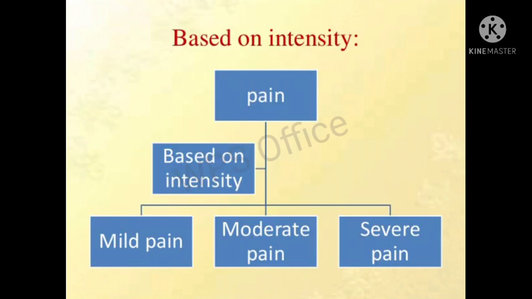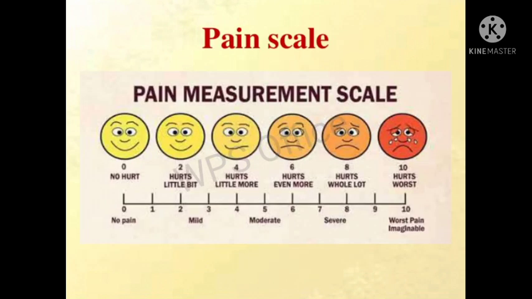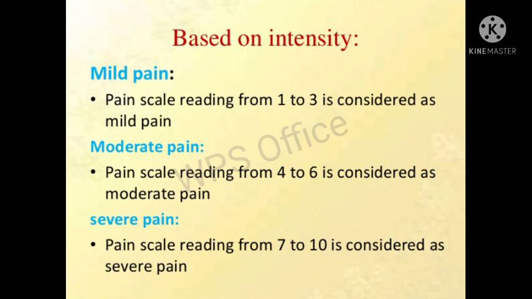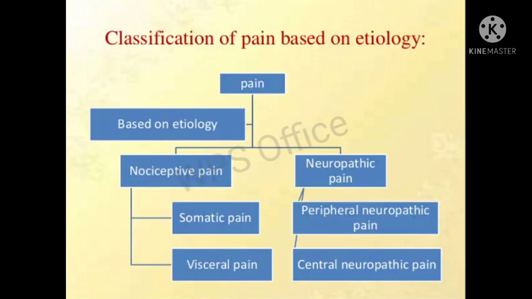Then based on the intensity, it is divided into mild, moderate, and severe. So here is the pain scale. In the pain scale, it is given as ratings: if the patient is at level 0, then the patient has no pain. If it is 1 to 3, then mild. If the scale reads from 4 to 6, it is known as moderate. If it is from 7 to 10, it is severe pain. So while using this pain measurement scale, we can identify the patient's pain level according to the intensity.